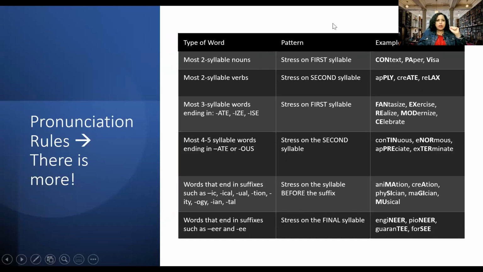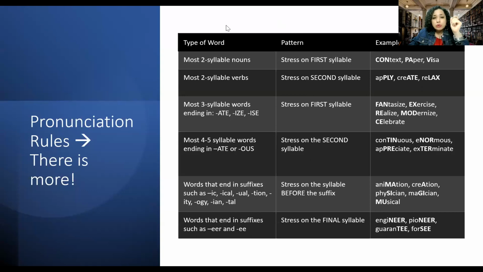So let's continue. Pronunciation rules, there are a little more about pronunciation rules. We have here the type of word, the pattern, and the example for it. And of course, we are relating these to syllables. For example, this is a very nice rule. I love this rule a lot.